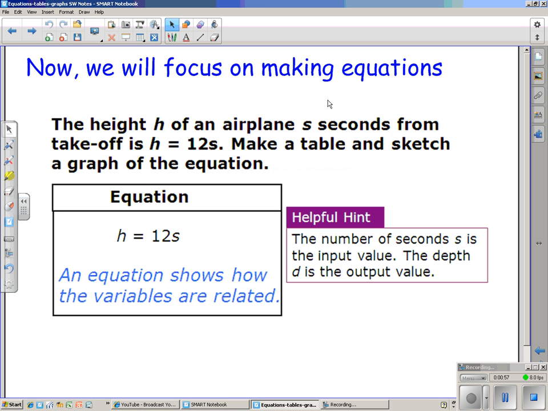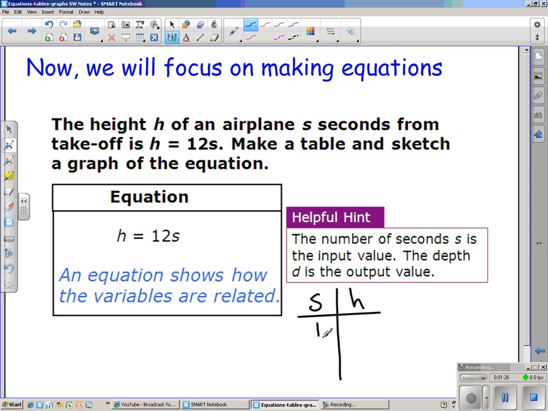Now we're going to focus on making an equation. An equation helps you so that you can find future values. Since they already gave you the equation, this really stands for the height equals 12 per second. So if you were to make a table, what would that look like? On a table, you would make your first column the seconds, and your second column could be your height, and just make some predictions.